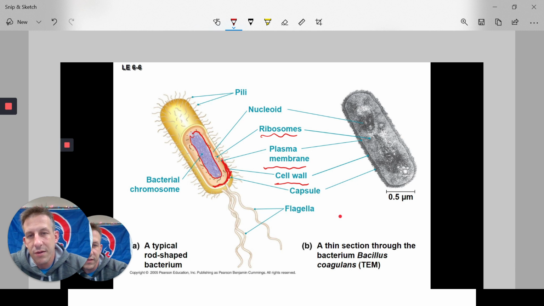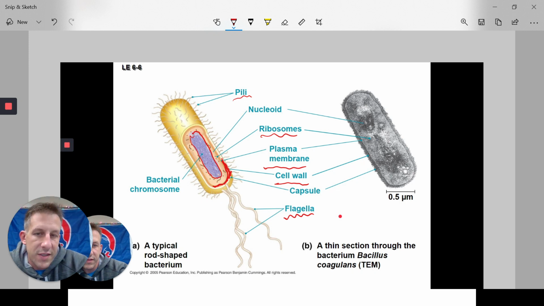So the nucleoid region is pretty much right in the center. Another thing we see a lot of bacteria have are these flagella. Now, not all bacteria have flagella, but they're including it here, and that's a mode of transportation. And then we see these things up here called pili.